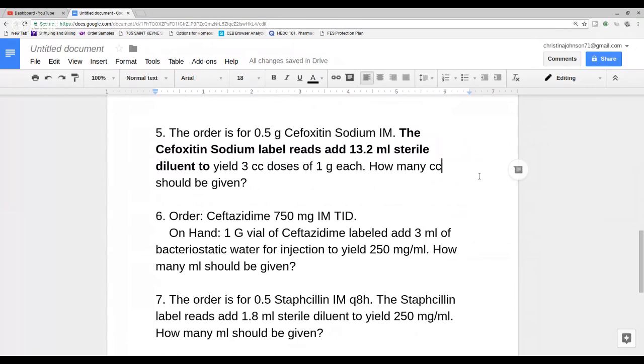So we have grams on top and bottom, so we don't need to change anything there. So 0.5 times 3. So we have 1.5, and then we're going to go ahead and divide that by 1 gram, or just 1, whatever you want to do. So that should be 1.5 cc's or milliliters should be given per dose in this problem.